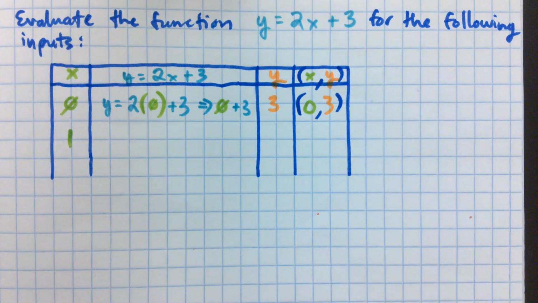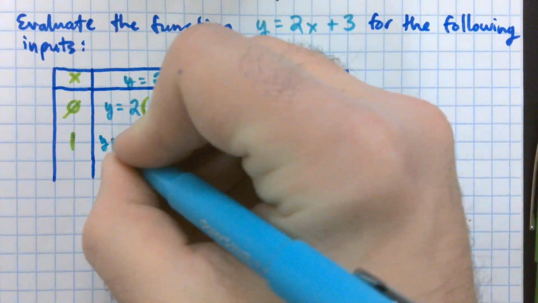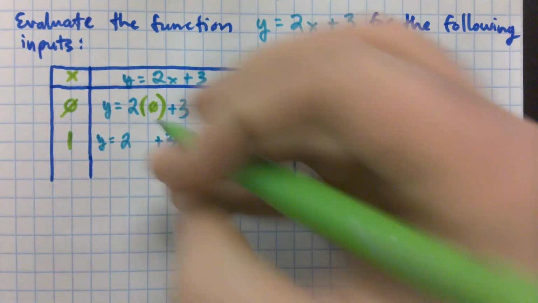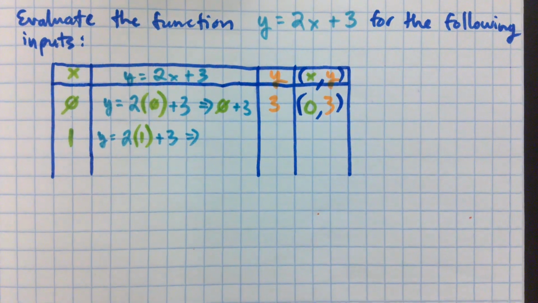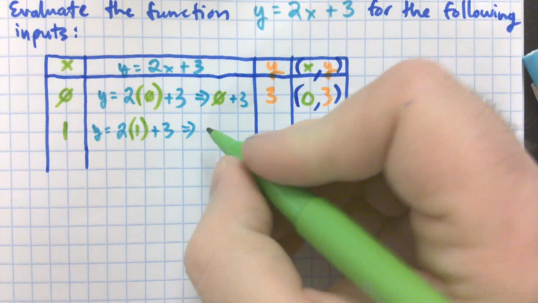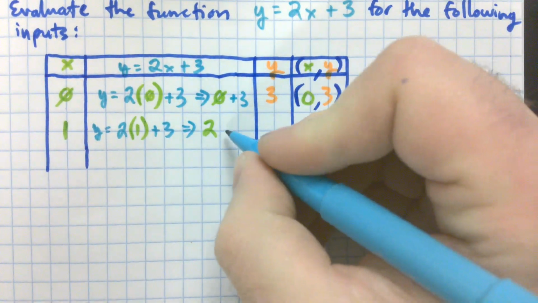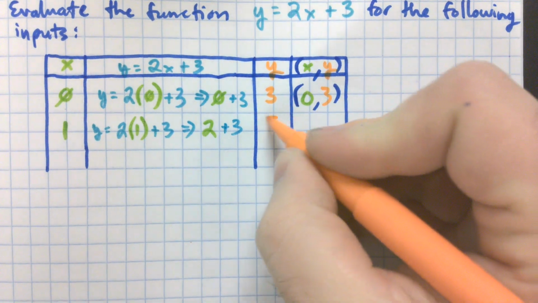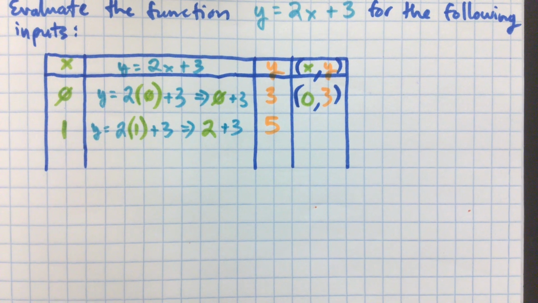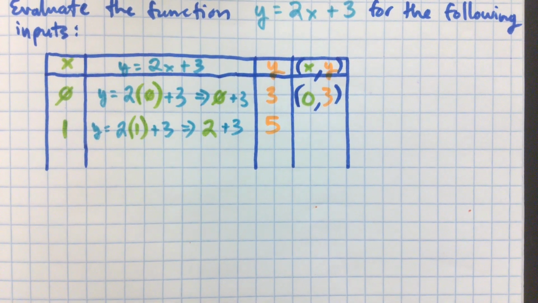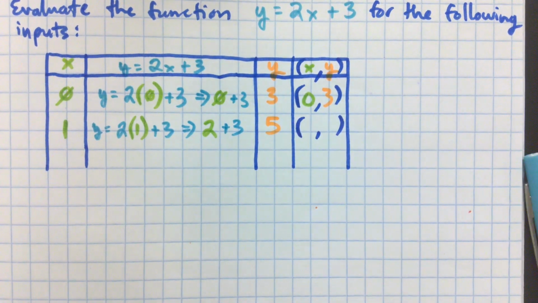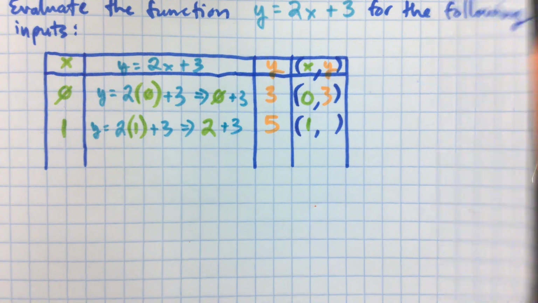Next, let's say we've got an input of 1. We're going to do that same process over again. Y is equal to 2 times 1 plus 3. What does 2 times 1 give me? 2. Plus 3 gives me 5. Boom. There's my output. Exciting stuff, I know. What's my ordered pair going to be here? 1, comma 5.